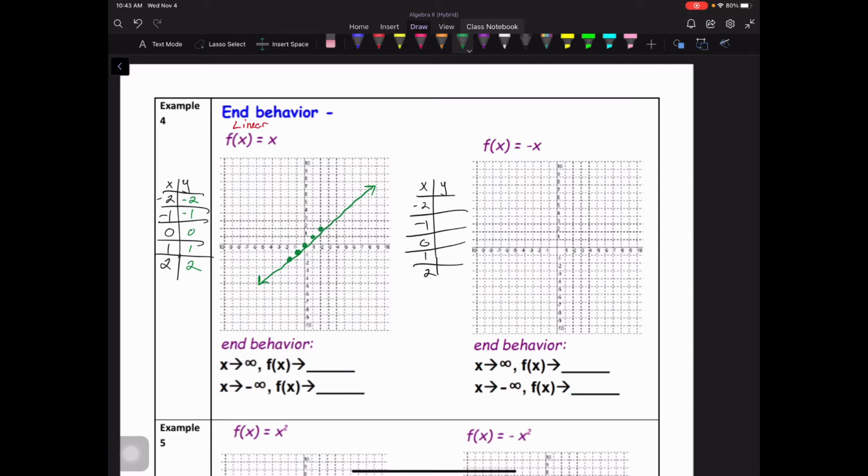The next example is very similar, except it's just -x. It is still a linear function. Spell that right. There we go. So now when you plug in -2, you get -2, which just turns it into +2. You get +1, 0, -1, and -2. So here is what our graph of this linear function will look like. Very similar, just going the other way.